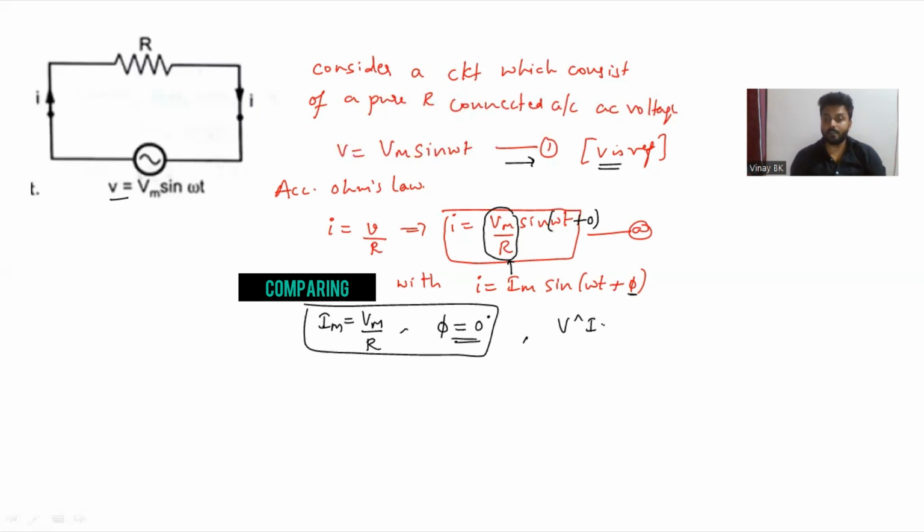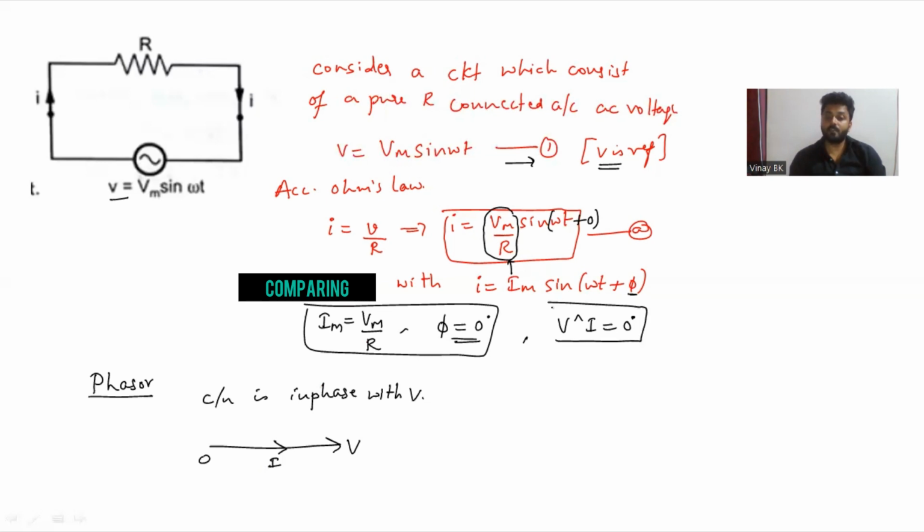That is, the angle between voltage and current is 0 degree, so you can easily draw the phasor diagram by considering voltage as a reference. By considering voltage as a reference, the current is in phase with the voltage. In the same way, if you consider current as a reference, the voltage is in phase with the current. So the current is in phase with voltage V, and the angle between voltage and current is 0.